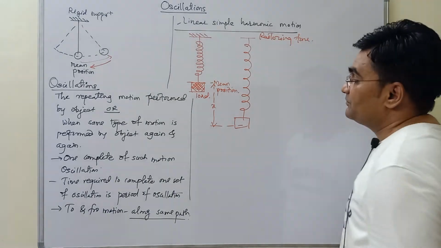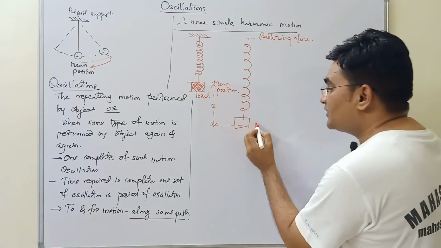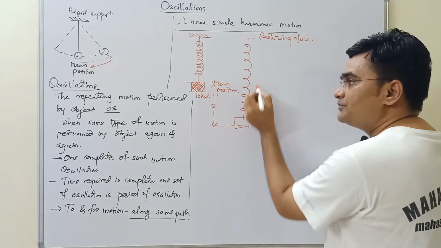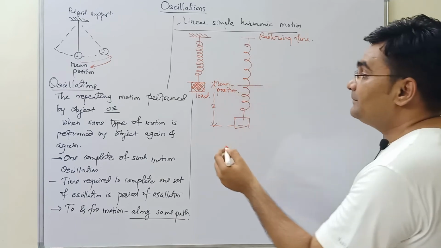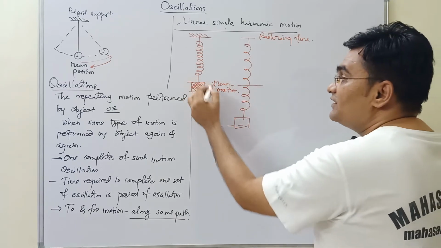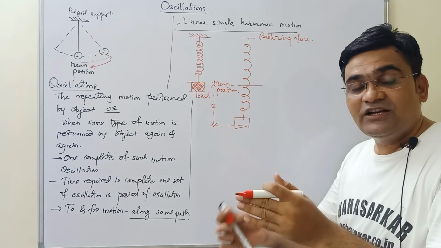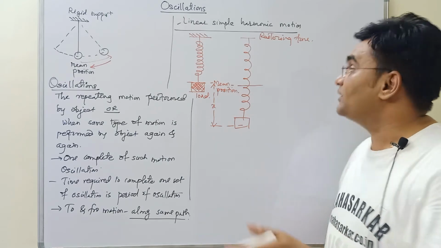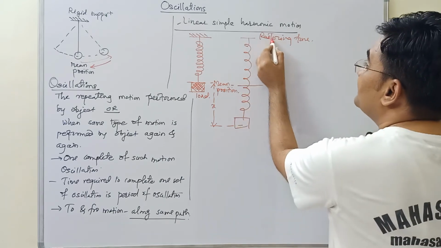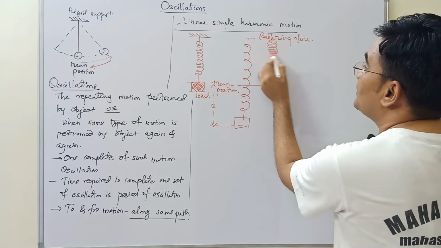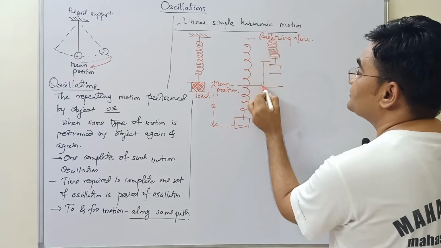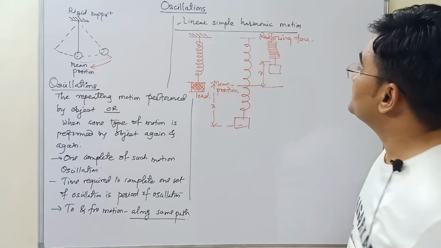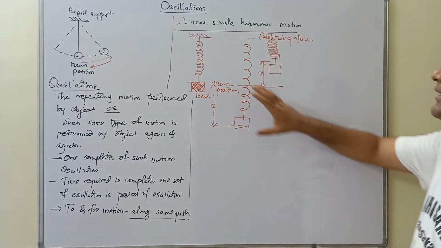Restoring force. This restoring force will try to bring that spring to the mean position, its original position. But the spring, which was initially at rest, has its potential energy converted into kinetic energy, and because of inertia, the spring will not stop. It will compress up to this distance. This distance will also be X.